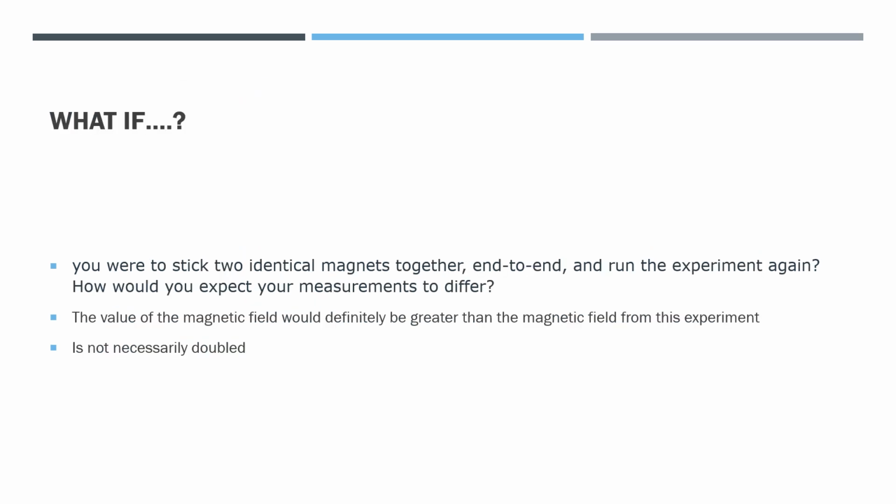If I were to stick two identical magnets together end to end and run the experiment again, the value of the magnetic field would definitely be greater than the magnetic field from the experiment, but it is not necessarily double.